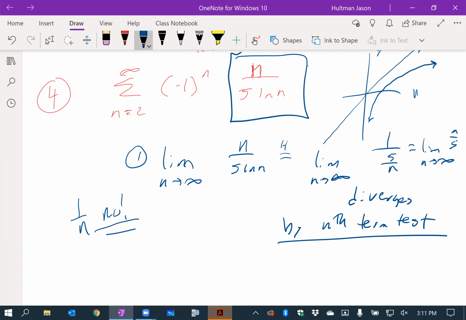So just because the terms are decreasing doesn't mean that they're decreasing fast enough. Does that make sense? If they're increasing, then we're done. That's the best case scenario on a test: the terms increase, I'm done, no more tests. But if they decrease, then we have to go to another test and ask, does it actually converge?